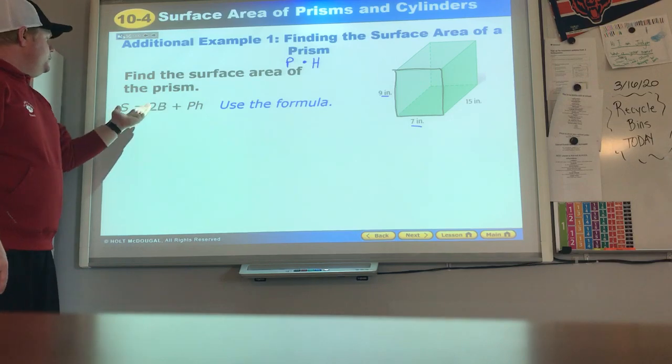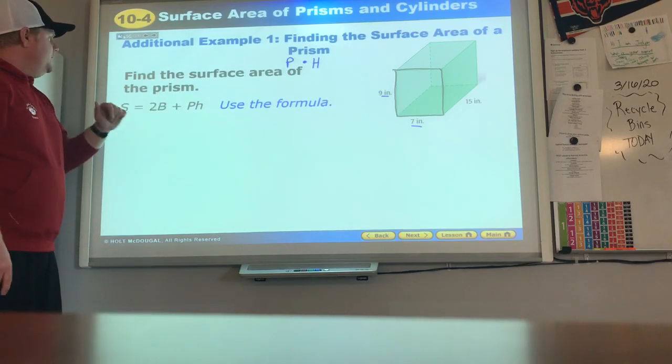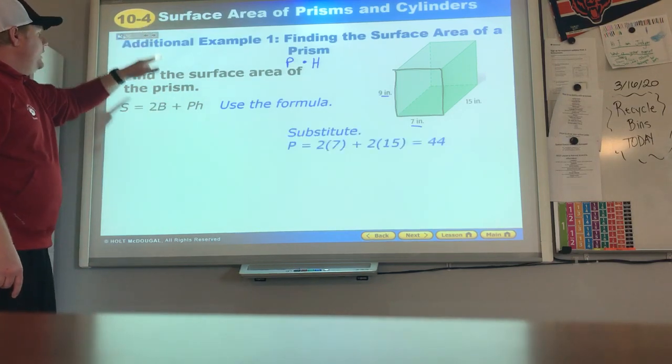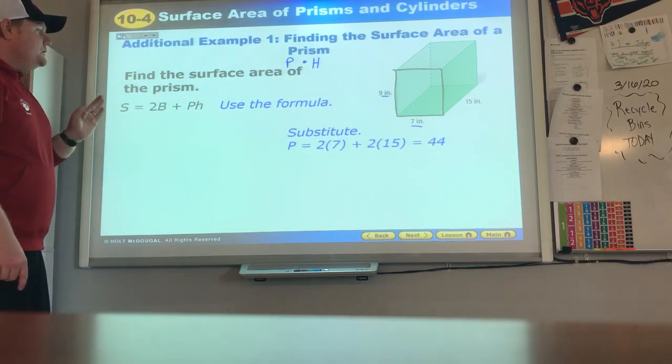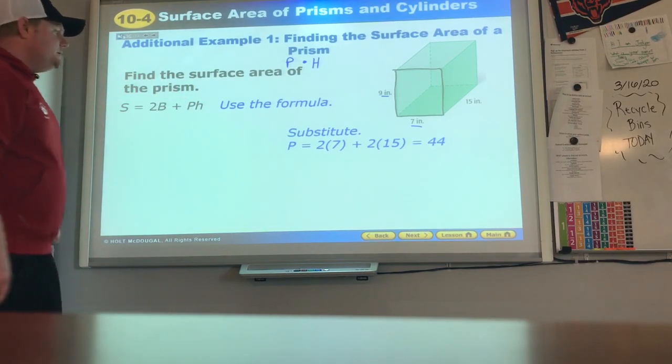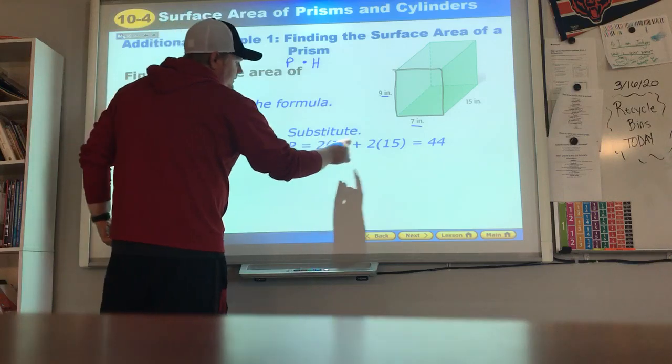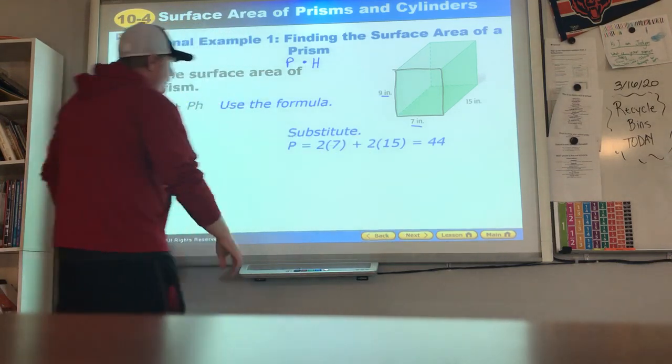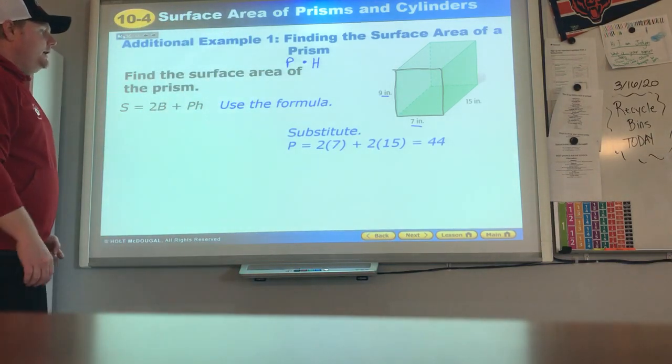Surface area equals 2 times the base plus pH. All right, that's perimeter times height. So, to find the base, they took 2 times 7 plus 2 times 15, and they got 44. All right?